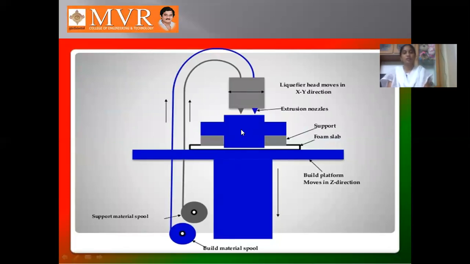This is the layout of the FDM process. This is the base, the build platform in the Z direction. Next, this is called the slab and support. From this support comes the product, and there will be two nozzles. These two nozzles are directed to the support purpose. After that, they move in the XY directions to give the support materials of the product.